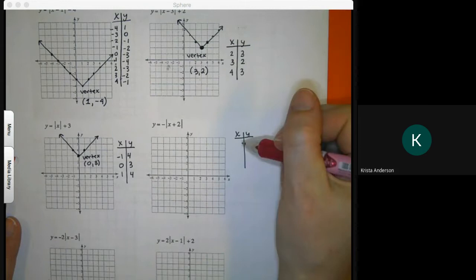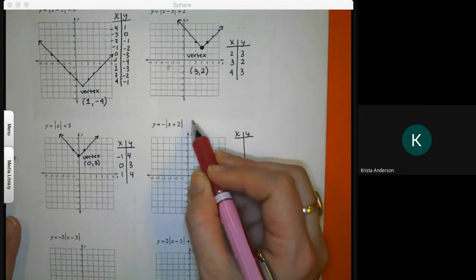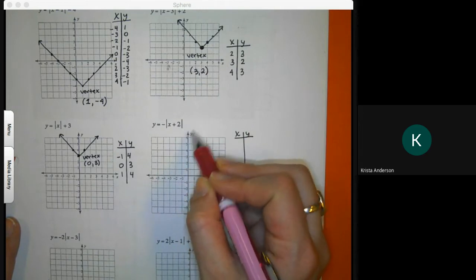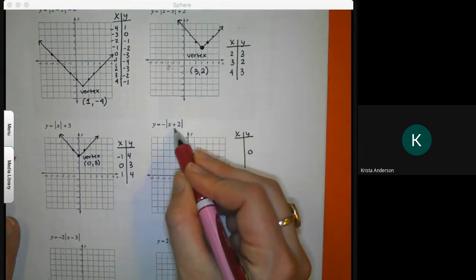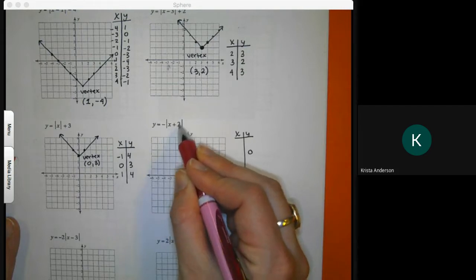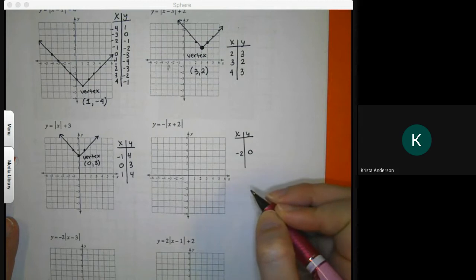What happens when there's no number outside on the right? There's no number on the right. That'll make a 0. On the inside, I have a +2. Opposite of +2 is -2.